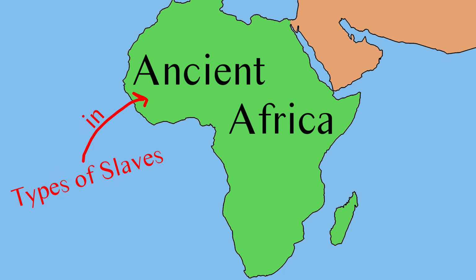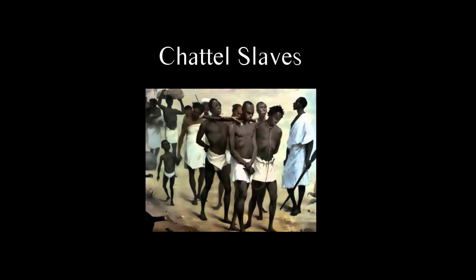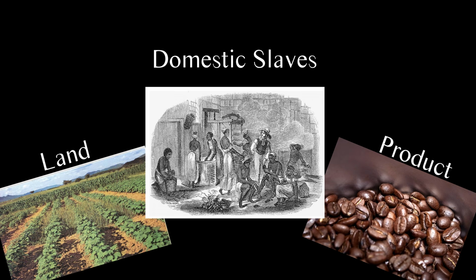There were many types of slaves in Africa. Chattel slaves, which were your standard, treated like property kind of slaves. Domestic service slaves, who were able to maintain some freedoms, such as earned profits from labor, whether it be land or product, and were allowed to marry and pass down the earned land to children.